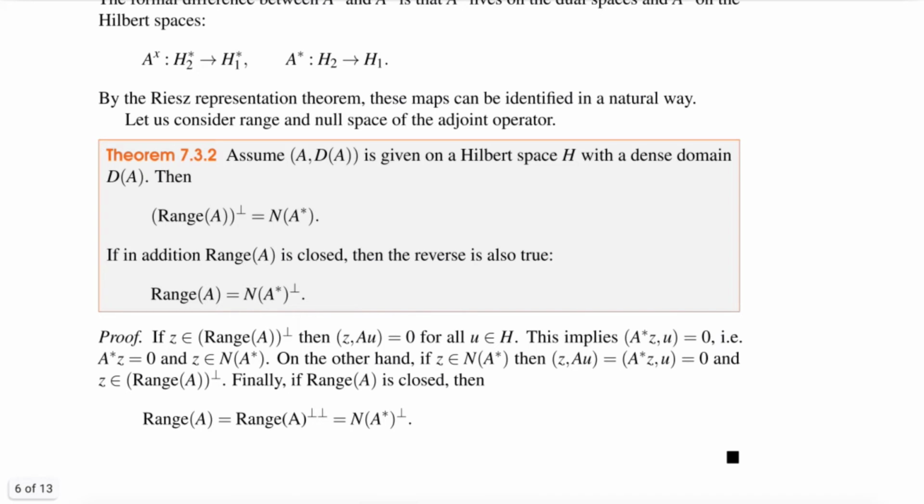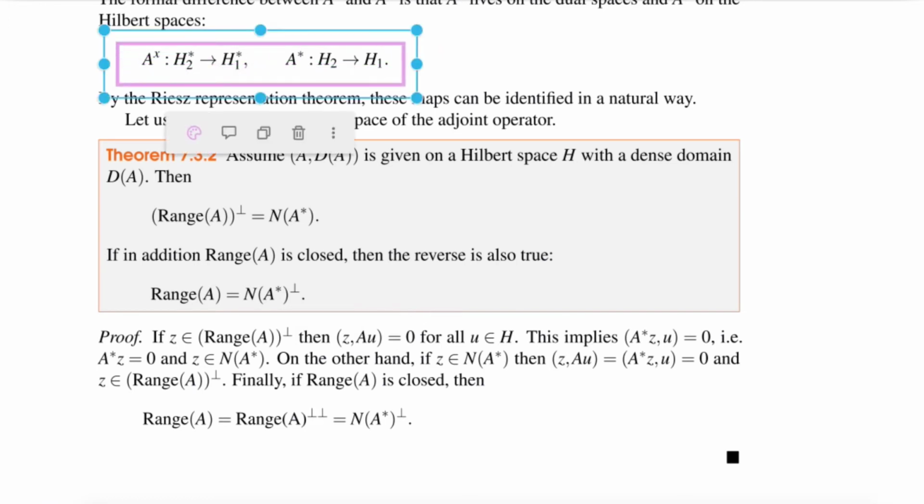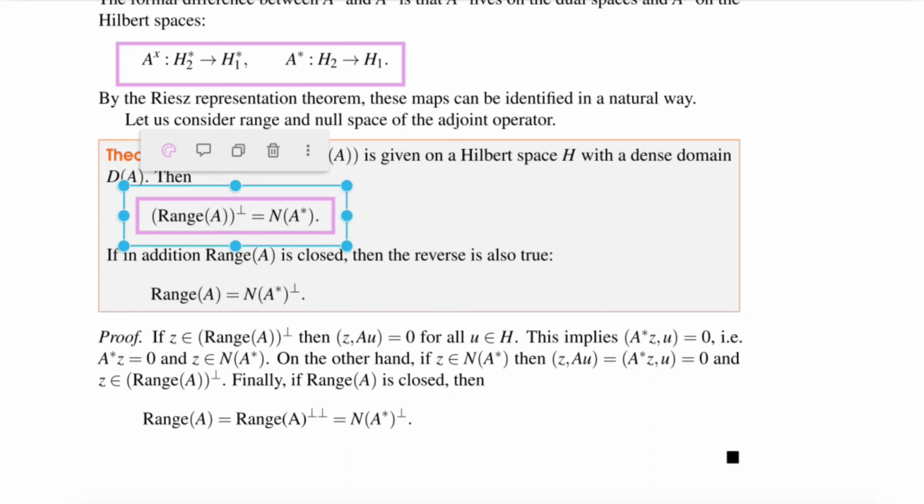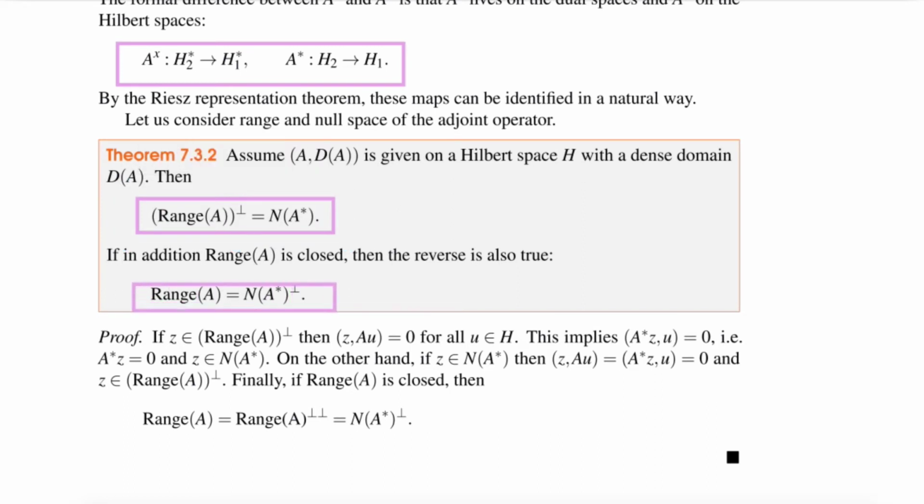So we talked about the adjoint operator A star, right? And here I remind you of the relationship between A prime, which lived on the dual spaces, and A star, which lives on the Hilbert spaces. And then we had these beautiful formulas about the range. So the orthogonal complement of the range of A is the null space of A star, and vice versa as well, as long as the range is a closed set.